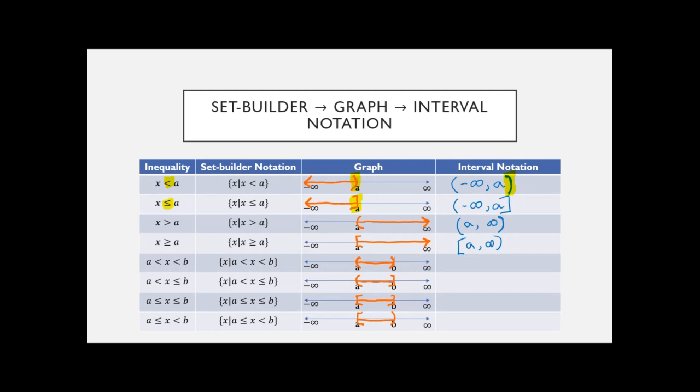Because they both have less than symbols, they both have parentheses. And notice the parentheses are facing where the shading is. So when we translate this in interval notation, we always read left to right. So I start shading at a. I stop shading at b. At a, I have a less than symbol, and that's a parenthesis to the right because we're shading to the right. At b, it's another less than symbol, so that's a parenthesis, but it's going the other way because we're shading to the left.